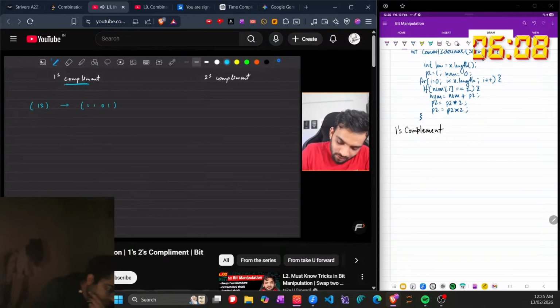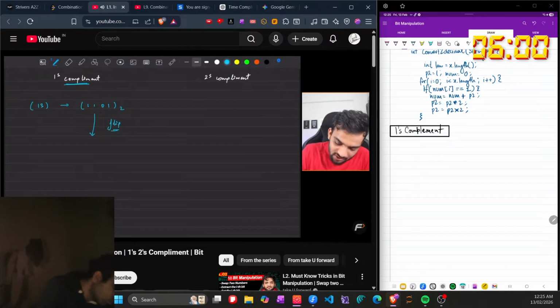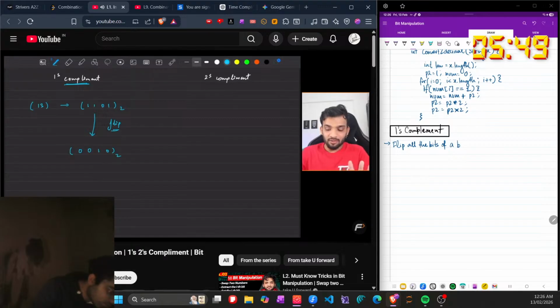1101 is the binary. Once you have written that, you flip all the bits. Yes, you'll be flipping all the bits. So once you flip all the bits, you'll have something like 0, 0, 1, 0 in terms of binary. And this is your ones complement. Got it? Now 2's complement is super simple.